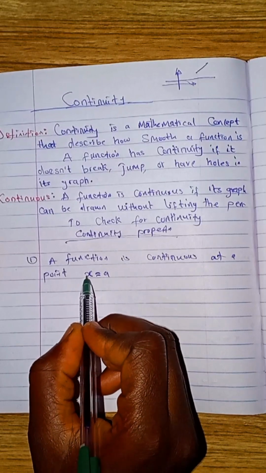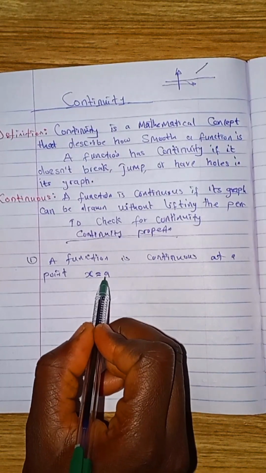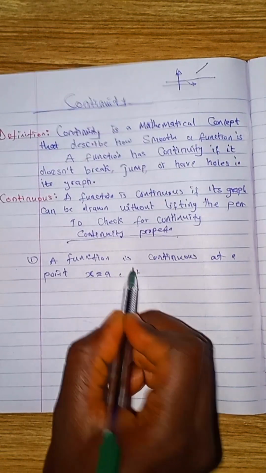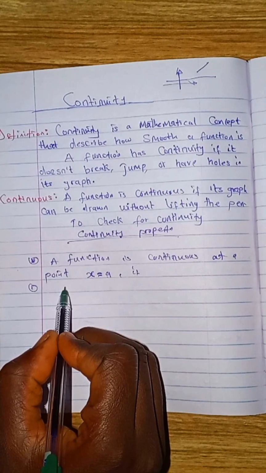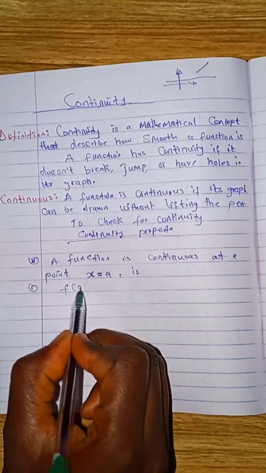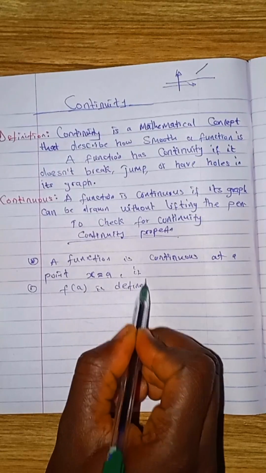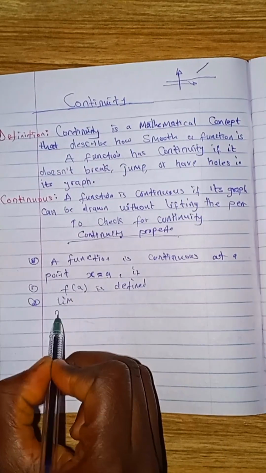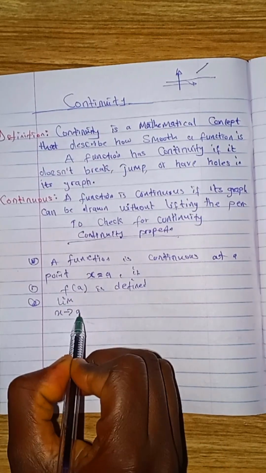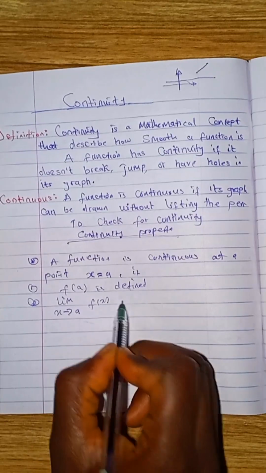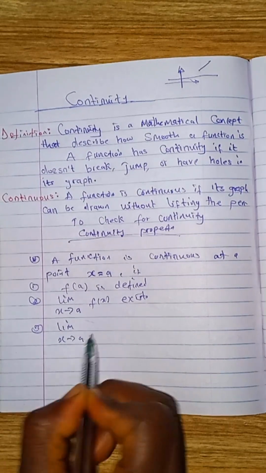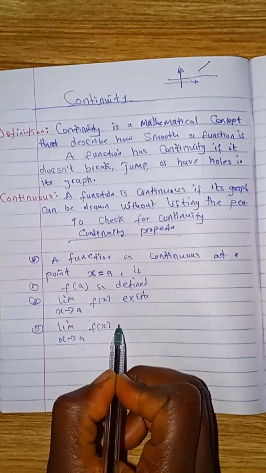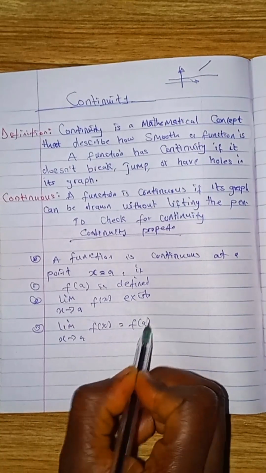A function is continuous at a point x equals a if these three conditions are satisfied. Number 1, the function f of a is defined. Number 2, the limit as x approaches the point a of the function exists. Number 3, the limit as x approaches a of the function f of x is equal to the function f of a.